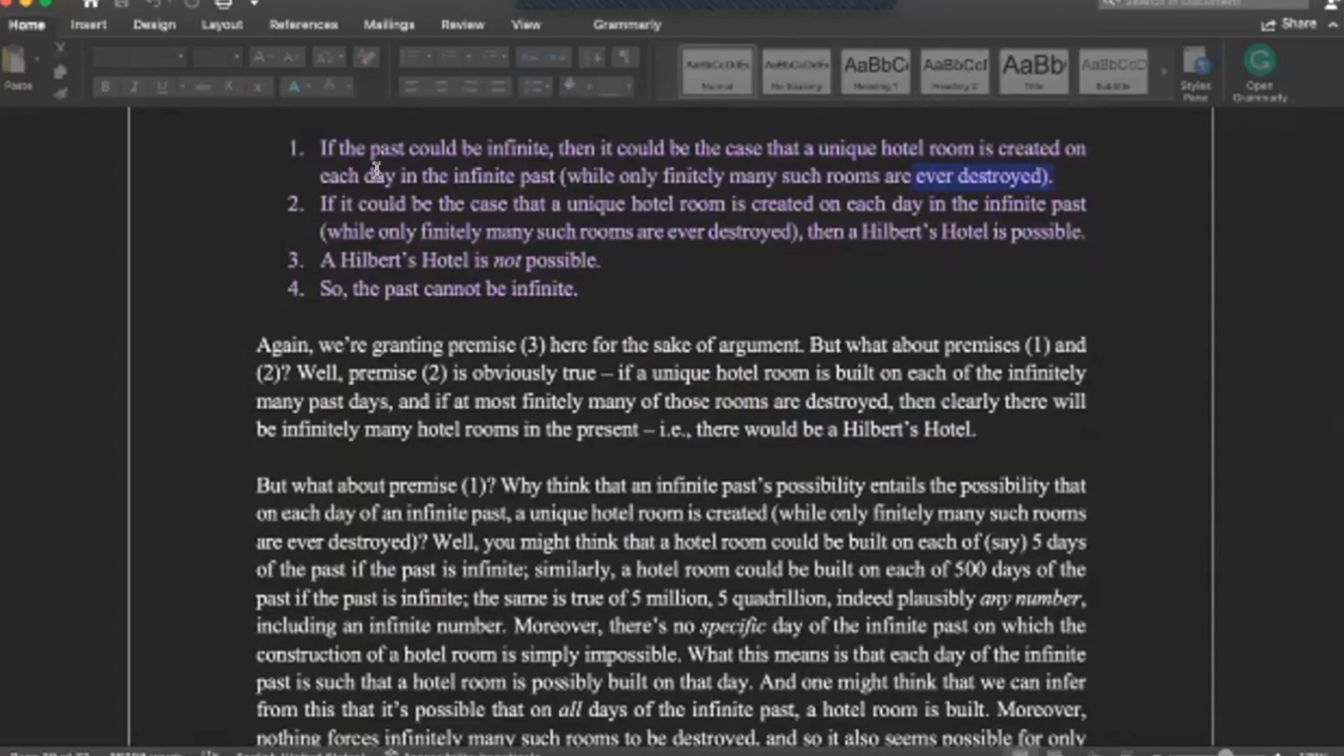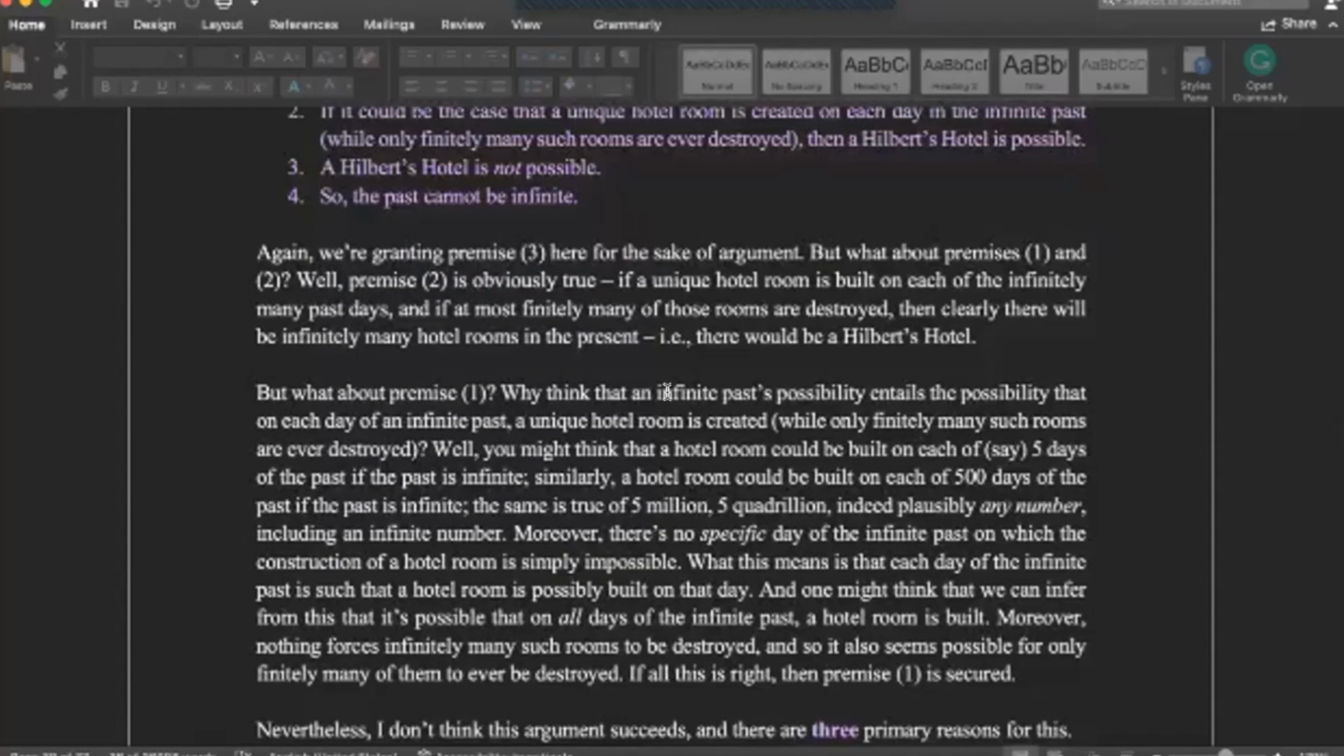But what about premise 1 here, right? Why think that an infinite past's possibility entails the possibility that on each day of an infinite past, a unique hotel room is created, while only finitely many such rooms are ever destroyed? Well, you might think that a hotel room could be built on each of, say, 5 days of the past, if the past is infinite. Similarly, a hotel room could be built on each of 500 days of the past if the past is infinite. And the same is true of 5 million, 5 quadrillion, 5 quintillion, indeed possibly any number, including an infinite number.